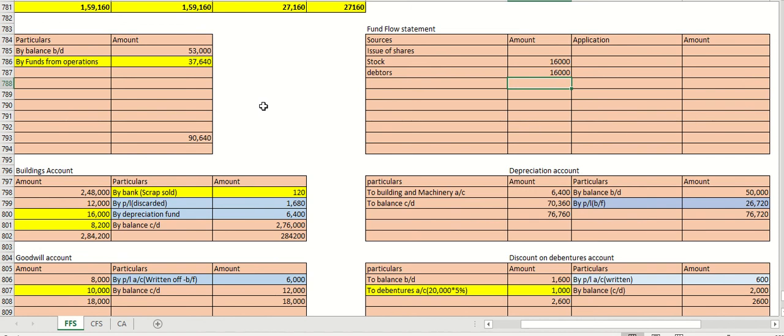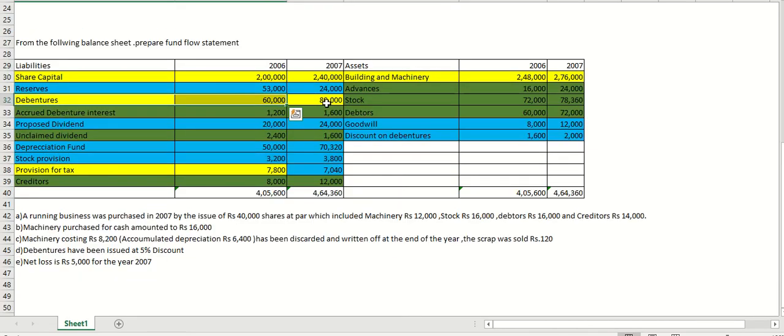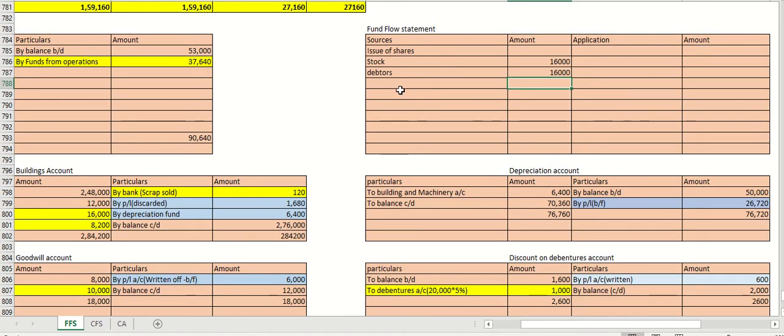Next we have the issue of debentures. So your debentures 60,000, 80,000, 80 minus 60, which is 20,000. So issue of debentures, since it has increased, you are issuing debentures, which is 20,000. So in this 20,000 issue, we have issued at a discount of 1,000. So 20,000 minus 1,000, which gives you 19,000 as your answer.